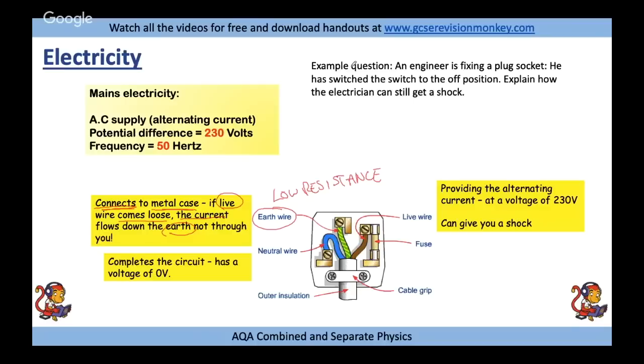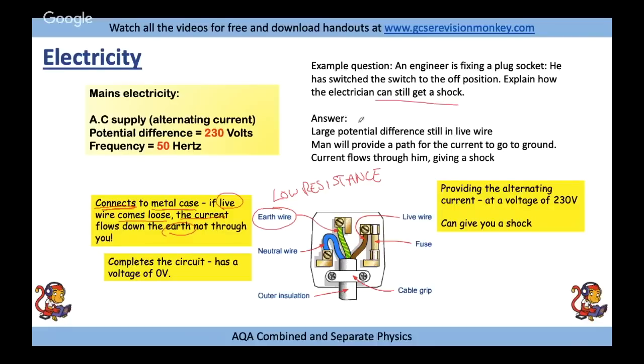Now here's a typical question. An engineer's fixing a plug socket. He has switched the switch to the off position. Explain how the electrician can still get a shock. Okay, well, there's a large potential difference in the live wire, 230 volts. The man will provide a path for the current to go to ground. The current will flow through him, giving him a shock.